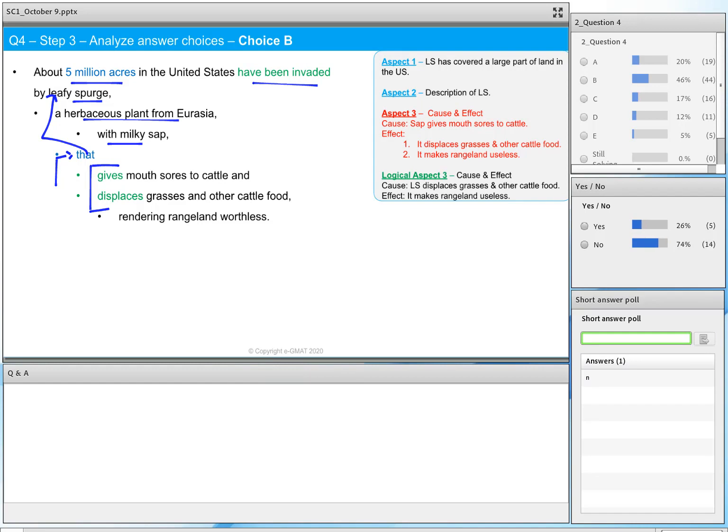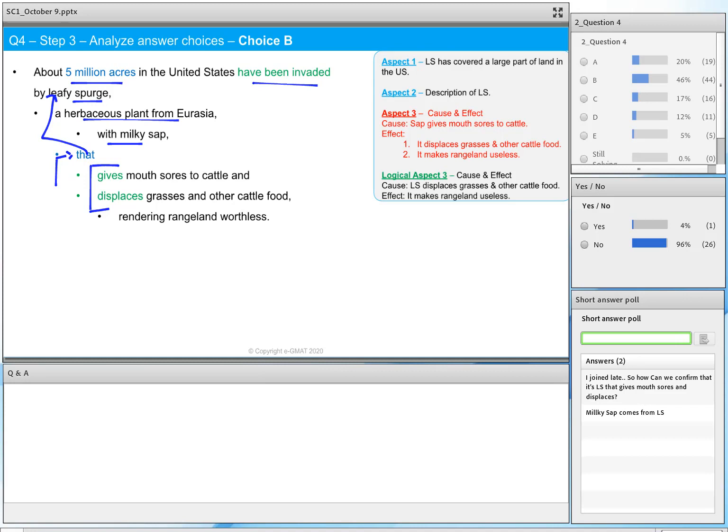Come to think about it. Are milky sap and leafy spurge mutually exclusive elements? Is it so that milky sap exists outside of leafy spurge? Absolutely correct. Milky sap comes from leafy spurge. So the cattle has to chew leafy spurge in order to get that milky sap to cause the mouth sore. So it does not matter whether we say that milky sap gives mouth sores or leafy spurge gives mouth sores, because milky sap is coming from leafy spurge. There is no meaning change at all.